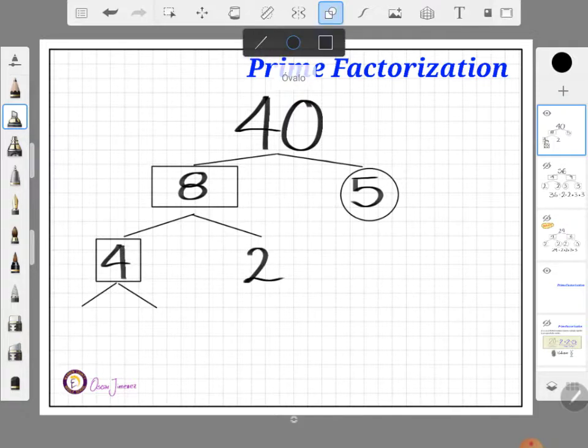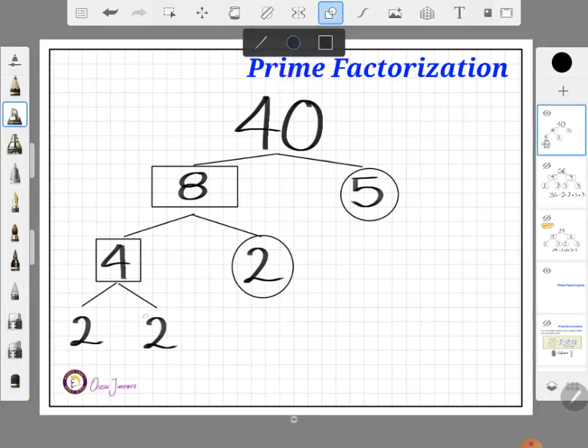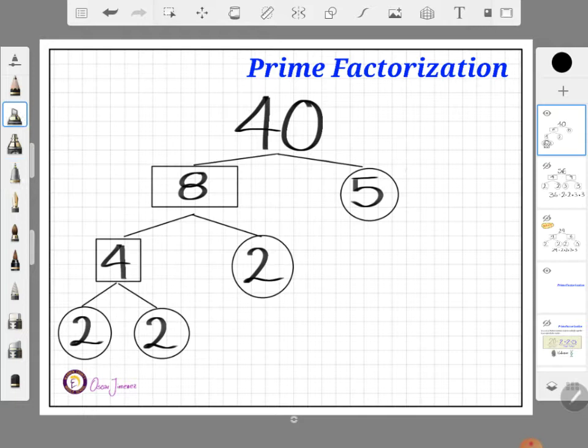Now 2 is a prime number, so I'm just going to circle the number 2. And now I have to find the factors for the number 4. This is just 2 times 2. Okay? Now finally, these numbers are prime factors. So 2 is a prime number, 2 is a prime number, and I finished because now I have prime numbers, and these numbers are the factors for 40. So 40 is the product of 2 times 2 times 2 times 5.